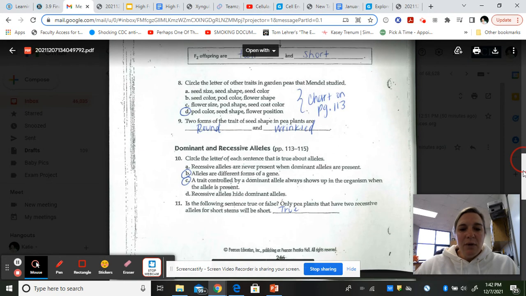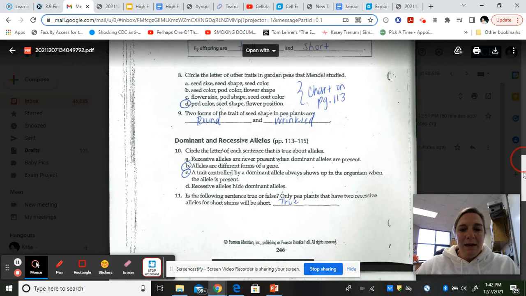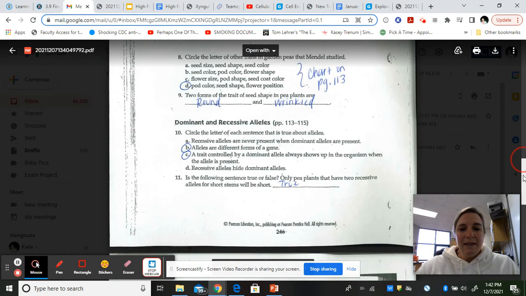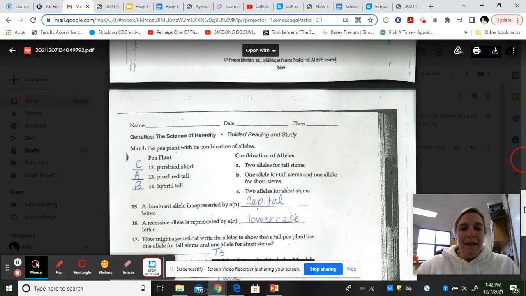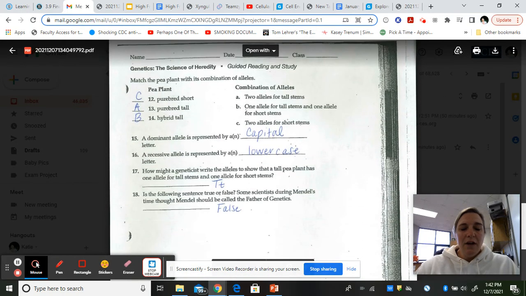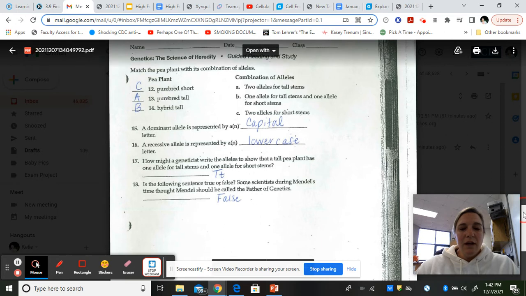Each sentence that's true about alleles would be B and C. It is true that only pea plants that have two recessive alleles for short stems will be short. And then you're matching here, you're going to have CAB. And a dominant allele is always represented by a capital letter. Recessive is lowercase. You would represent a tall stem and a short stem as big T, little t.